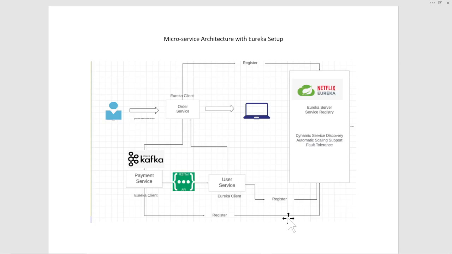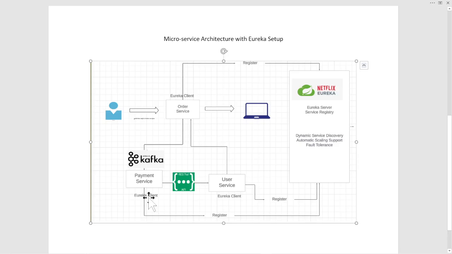Eureka has two main parts: the Eureka Server and the Eureka Clients. The Eureka Server is a registry where all microservices register themselves. Each service provides its identity and the URLs where it can be accessed. The second part is the Eureka Client. This is used by microservices to register themselves and by other services to discover available services.